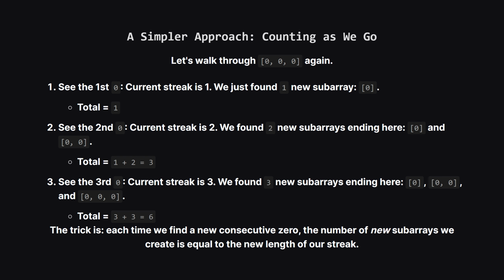Finally, we hit the third zero. The streak becomes 3. This creates 3 new subarrays that end right here. The single zero, the block of 2, and the block of 3. So we add 3 to our running total, and we get the correct answer of 6. This is the core logic we'll use.